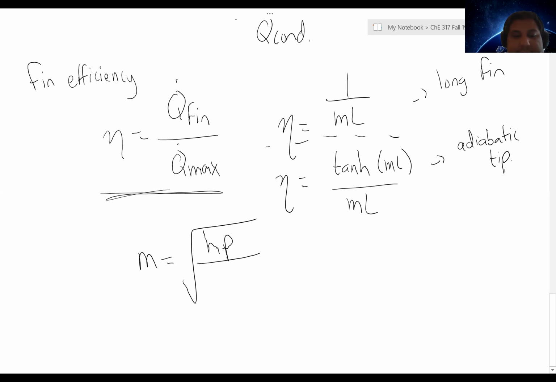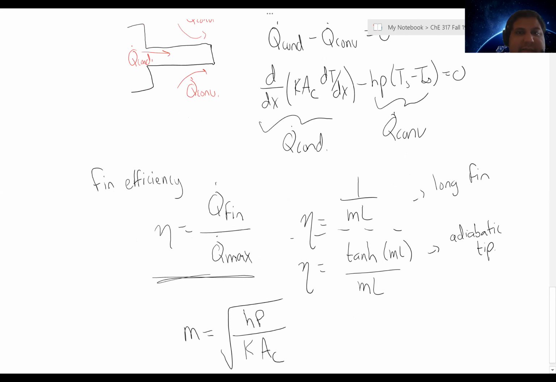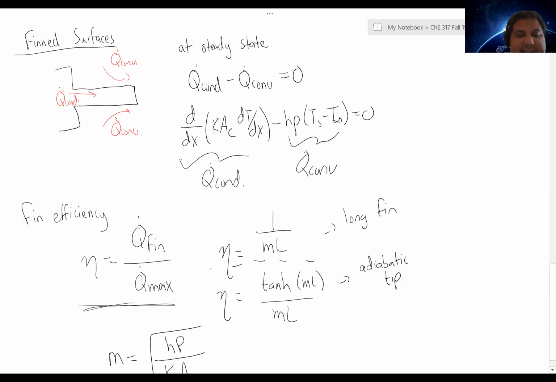It's the square root of h times P over k A_c. P is the perimeter of the fin, h is the heat transfer coefficient, k is the thermal conductivity of the fin material, and A_c is the cross-sectional area of the fin itself, or the slice. There's a couple other expressions that are denoted in the lecture slides.